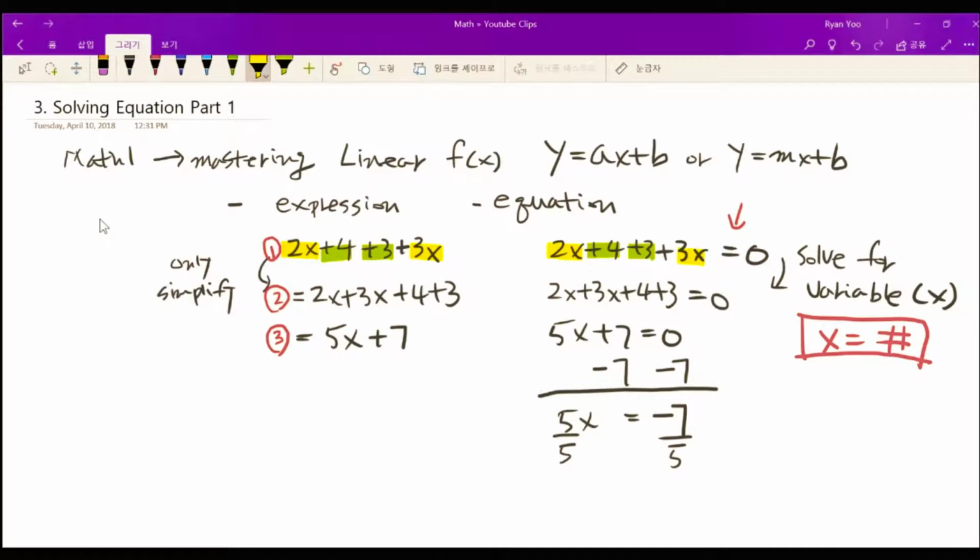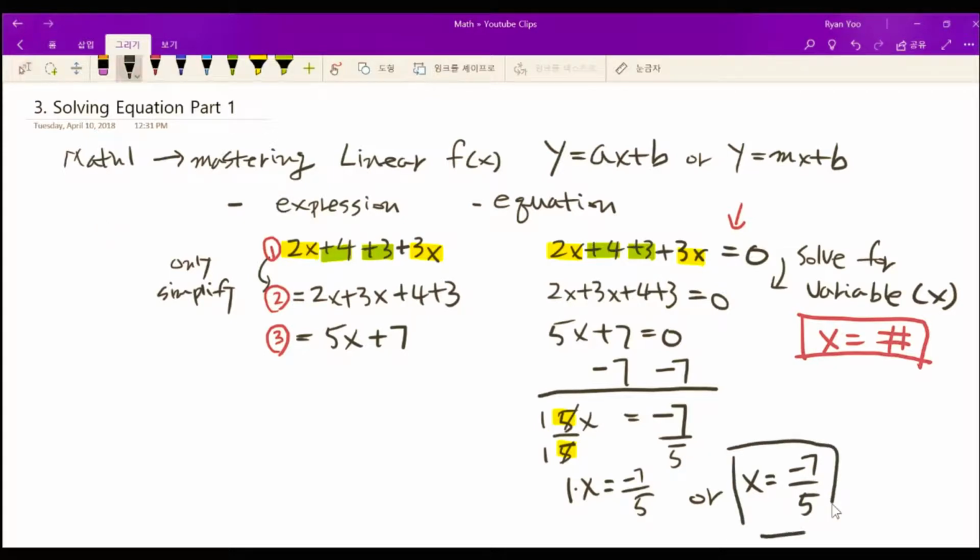Remember, same thing over same thing. 5 over 5 becomes a 1, they cancel. So I have 1 times x equal to negative 7 over 5, or we just simply write x is equal to negative 7 over 5. And that is your answer, whereas earlier, 5x plus 7 is the answer. So in Math 1, we are going to deal with expression and equation, and our goal is gearing toward graphing linear function very, very well.